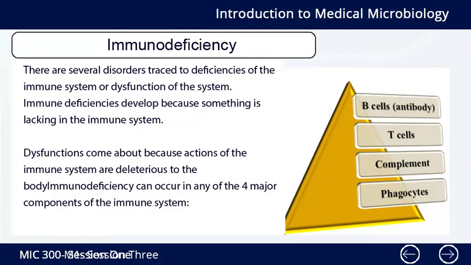Immunodeficiency. There are several disorders traced to deficiencies of the immune system or dysfunction of the system. Immune deficiencies develop because something is lacking in the immune system. Dysfunction comes about because actions of the immune system are deleterious to the body. Immunodeficiency can occur in any of the 4 major components of the immune system. The figure below shows major components of the immune system.